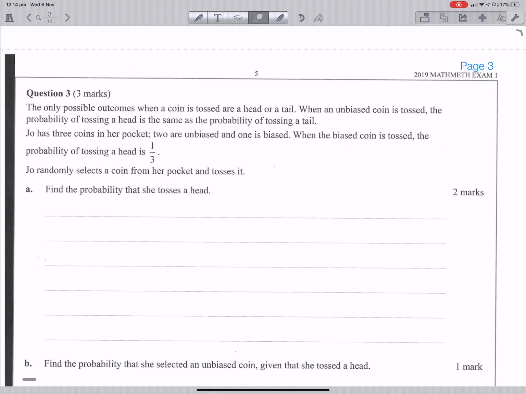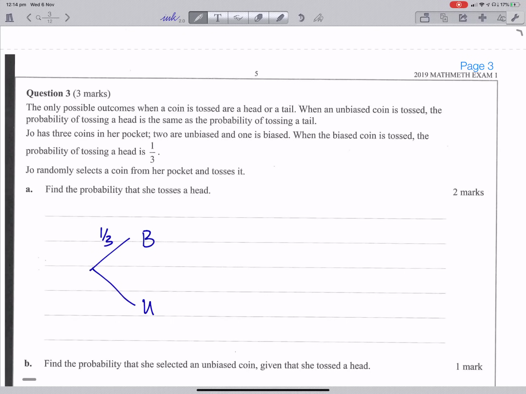Okay, the only possible outcomes when a coin is tossed are head or tail. When an unbiased coin is tossed, the probability of tossing a head is the same as the probability of tossing a tail. Joe has 3 coins in her pocket, 2 are unbiased and 1 is biased. When the biased coin is tossed, the probability of getting a head is 1/3. She selects a coin from her pocket and tosses it. So we've got biased and unbiased.